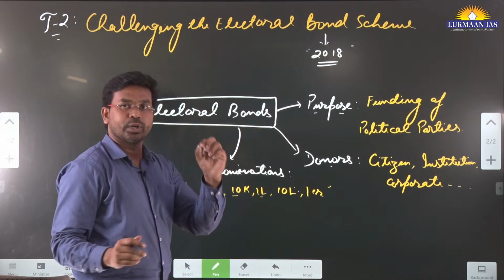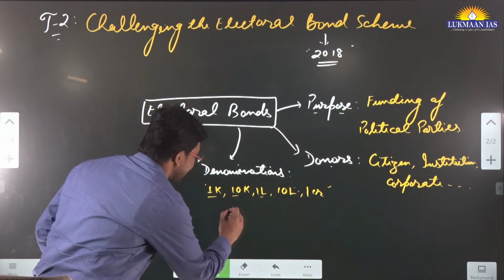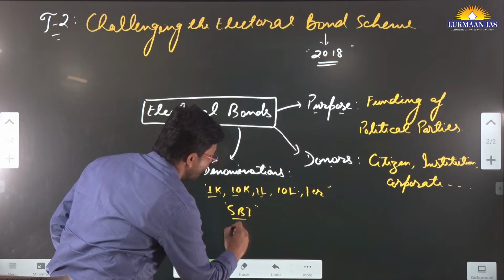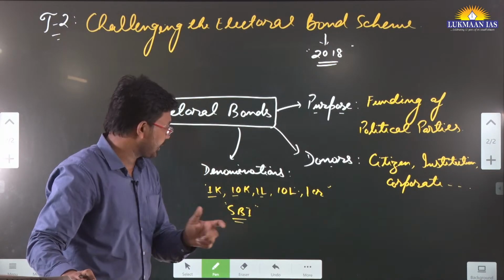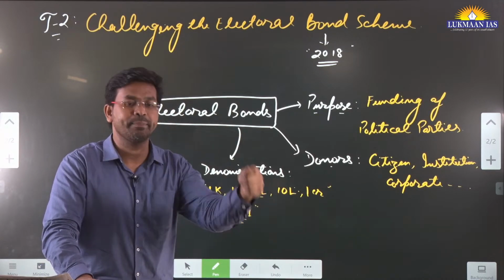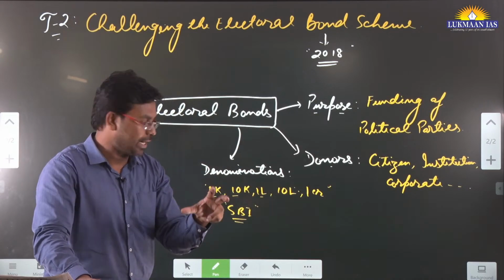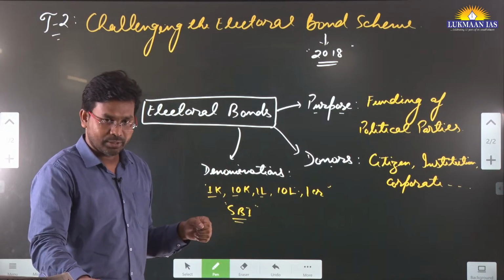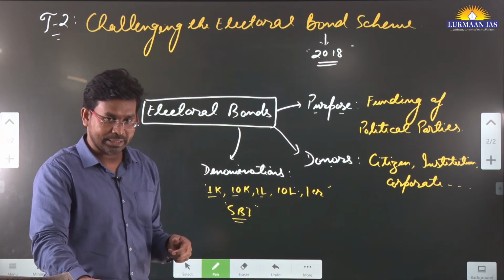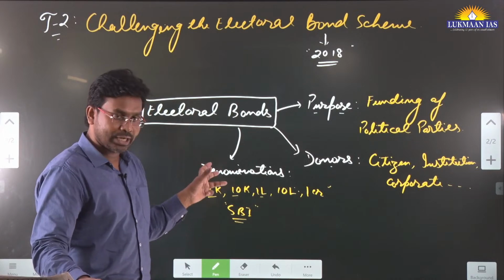You can go to a State Bank of India branch, a designated SBI branch, and if you want to make a donation to any political party, you can ask that you want to purchase an electoral bond. You give money to the bank branch, and they are going to give you this particular thing, and then you can donate it to the respective political parties. So that's how the donation happens.